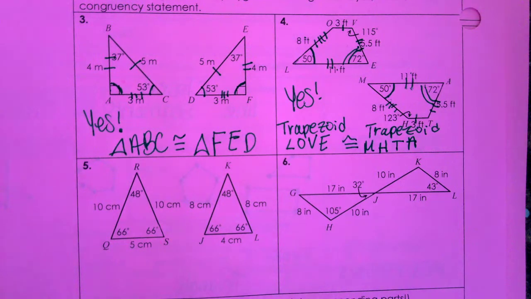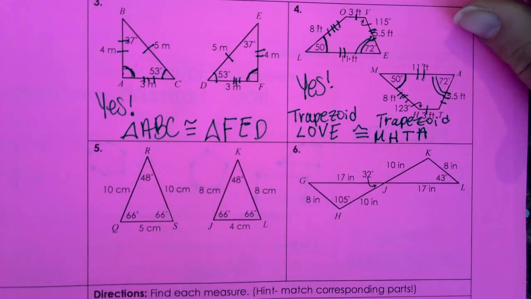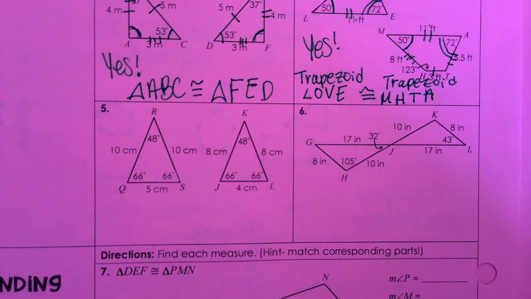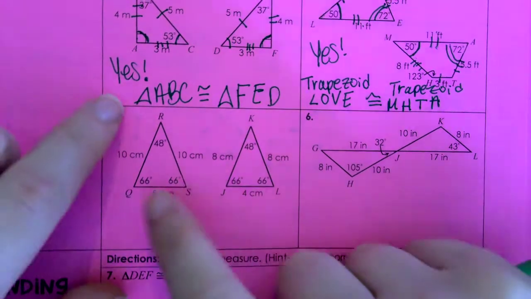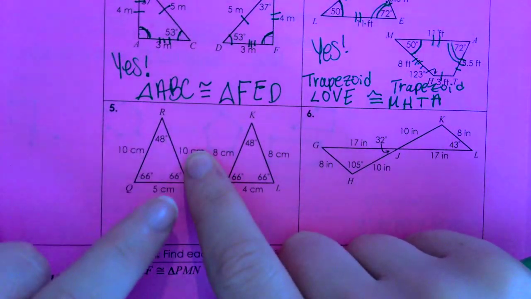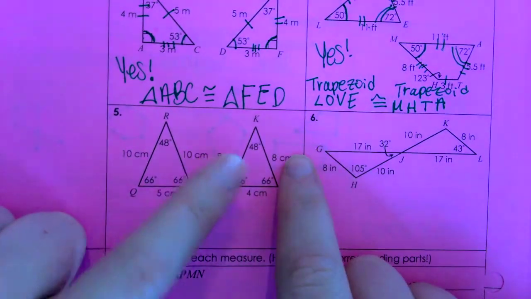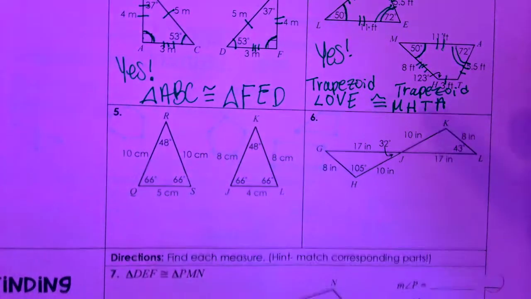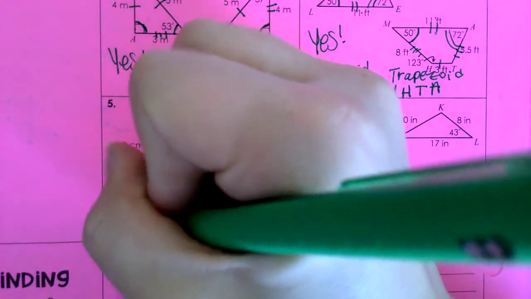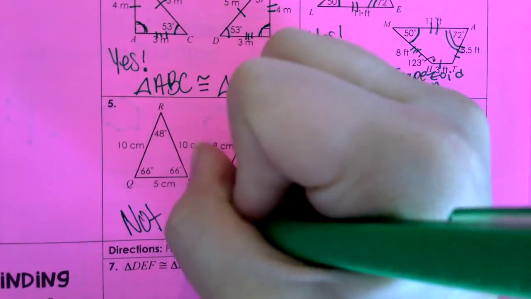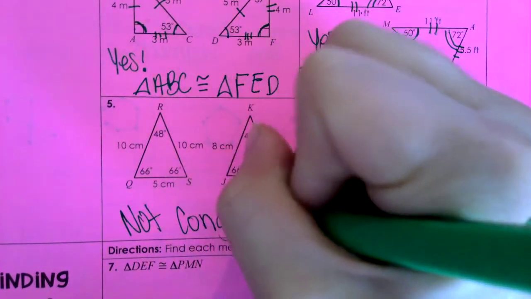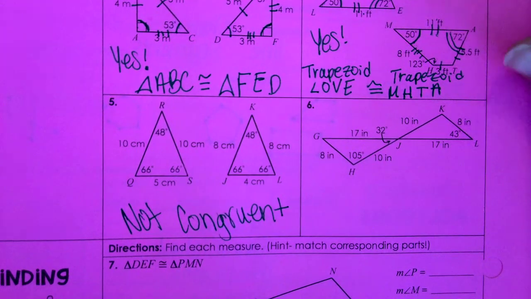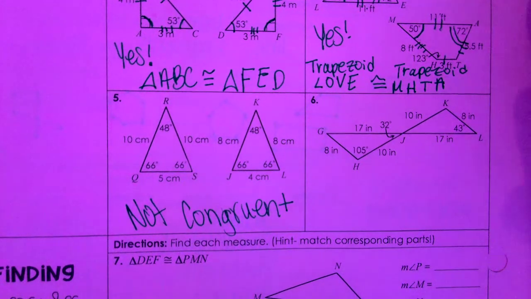Okay? Well, here's now what we're going to do. We're going to look at our two triangles on number 5. On number 5 here, I notice right off the bat, I have 10 centimeters, 10 centimeters, and 5 centimeters. 8 centimeters, 8 centimeters, and 4 centimeters. Well, those sides aren't congruent, so I automatically can tell these are not congruent triangles. Okay? So they're not congruent. Jordan says they're not congruent either, just in case you guys were wondering.